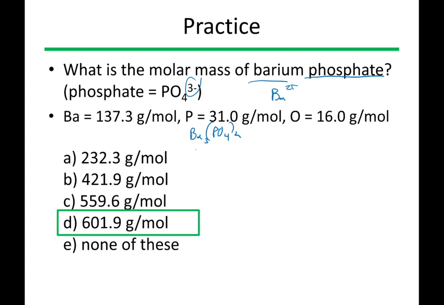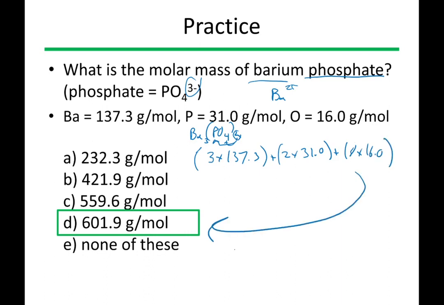And so this means we have 3 bariums, so that's 3 times 137.3, plus 2 phosphates. So we have to remember the 2 outside the parentheses, so that's 2 times 31.0. And 2 times 4 is 8 oxygens, so 8 times 16.0. And you plug all those in, and you should get 601.9 grams per mole.